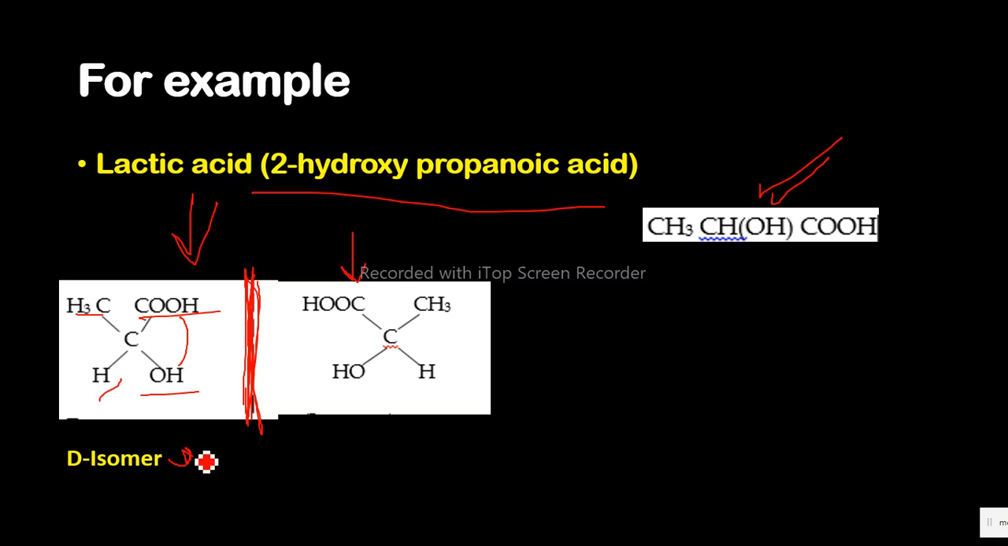However, there is no way you can show that just by looking at the structure. And this one becomes the L isomer. So it's just a mirror image of the other. Basically it's as simple as that. Any questions for me?